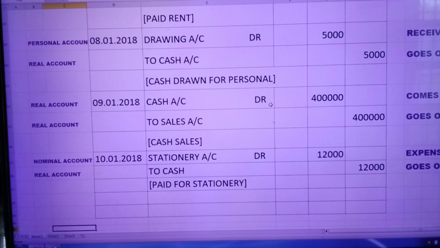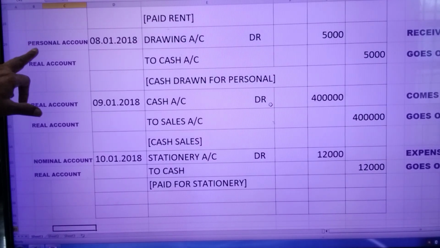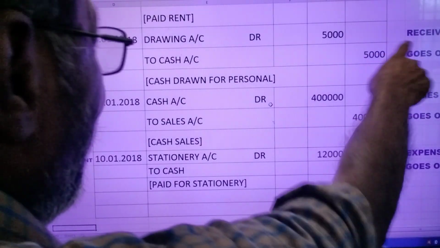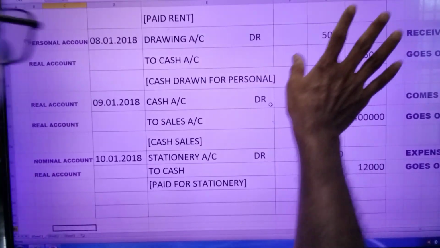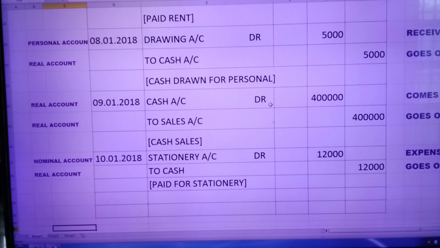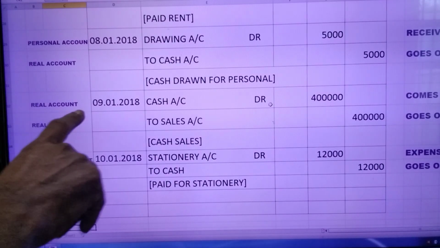As per the personal account rule, debit the receiver. That's why for the receiver, I'm putting debit to confirmation. No problem. What happened? What is he taking out? He is taking out cash from his business. So the money is going out. Cash is going out. Which family does cash come in?